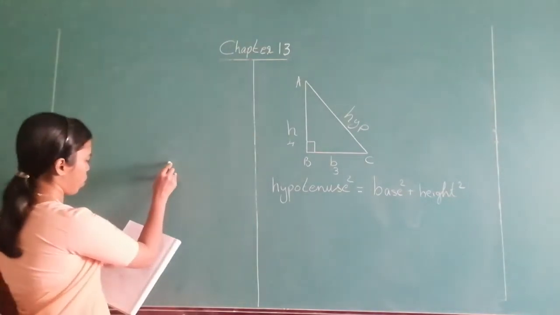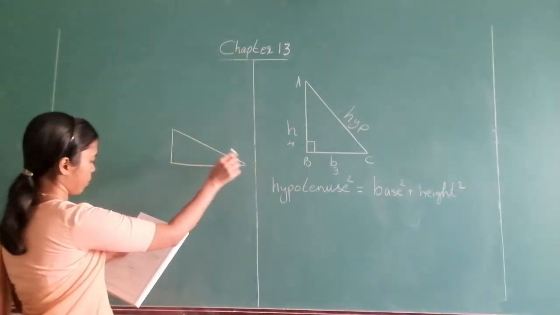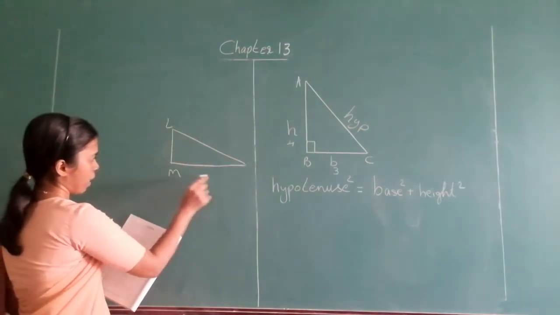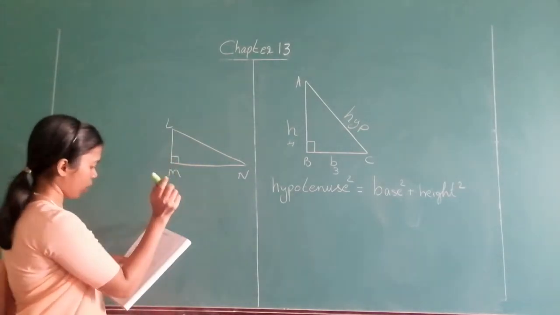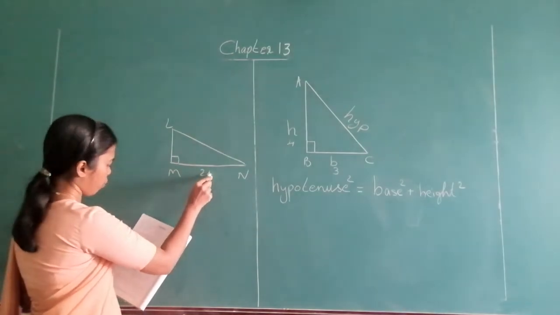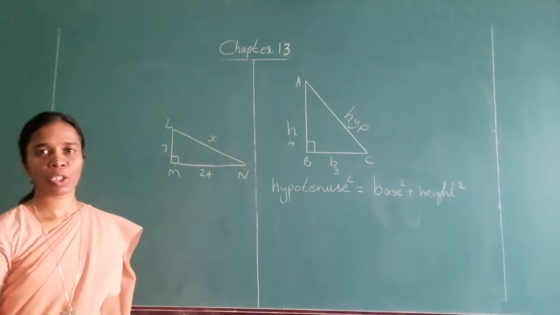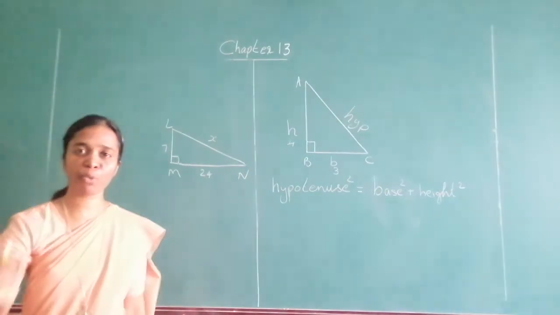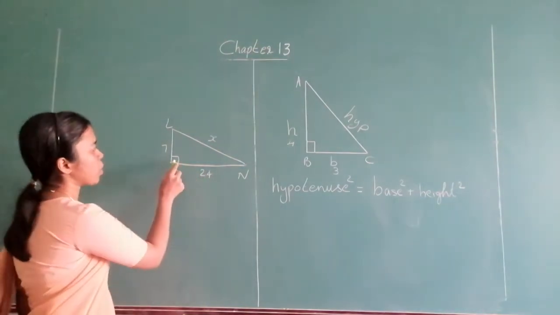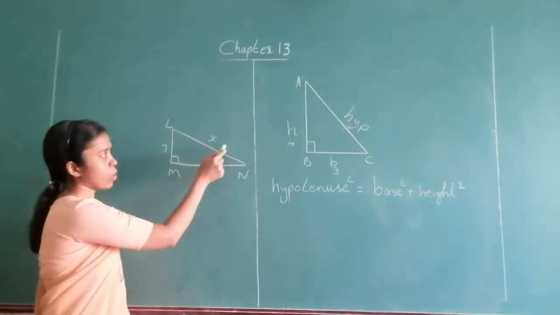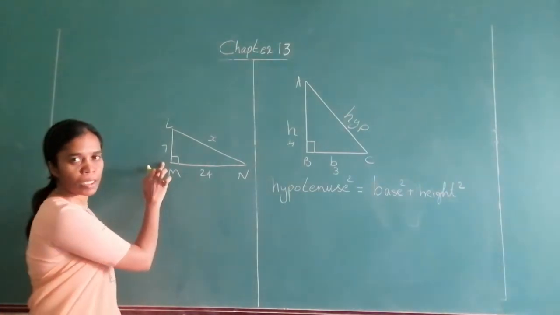Find the value of the first one. You have a diagram like this. L, M, N. Here is your right angle. Okay. Now, this is 24, this is 7 and this is x. You have to find x. So whenever diagrams are given to you, first you have to find out which is your base, which is your height and which is your hypotenuse. Now opposite to the right angle is the hypotenuse. So what you are supposed to find out is the hypotenuse. Base is given, height is given.